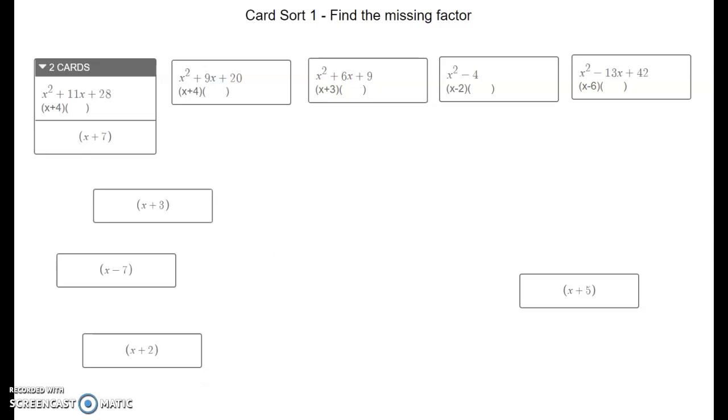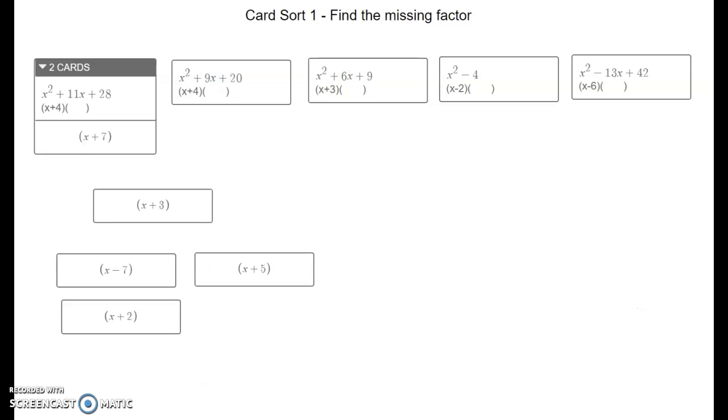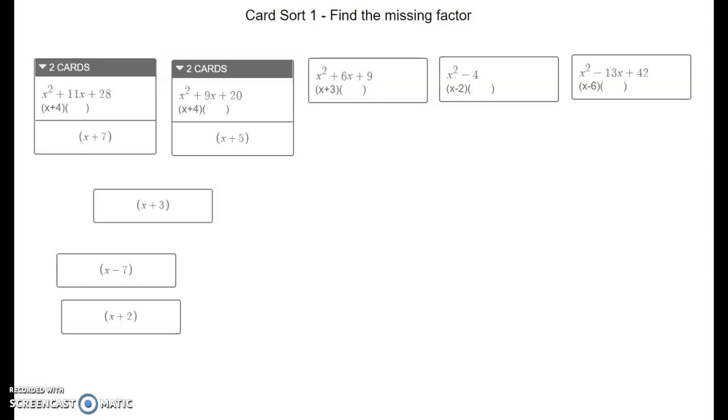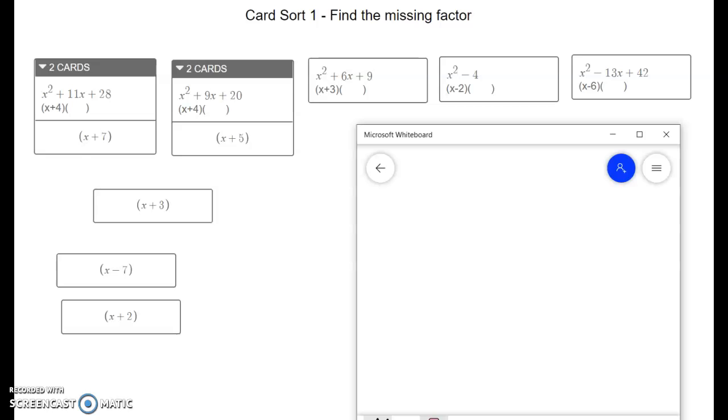Well, let's see. What plus 4 will give me 9? So I know that plus 6 gives me 10. So must be 5, right? Well, let's see. x times x is x squared, and x times 5 gives me 5x, plus a 4x would give me 9x, and 5 times 4 is 20. Now, I don't have a little screen down here, but let me pop one up. There we go.